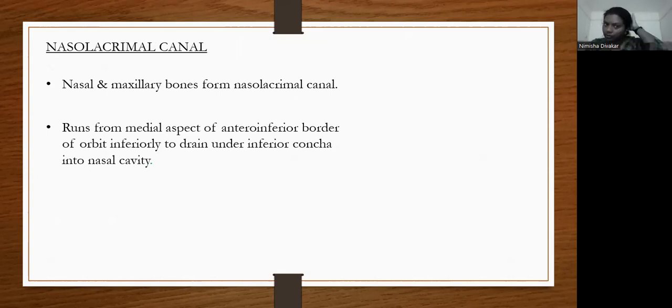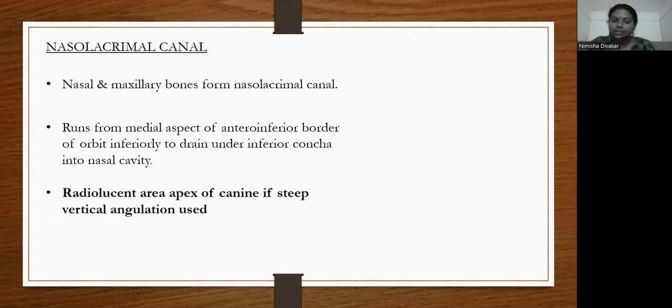Next one is the nasolacrimal canal. As we all know, it is formed by the nasal and maxillary bones. It is not commonly seen in the anterior maxillary periapical radiograph. The nasolacrimal canal runs from the medial aspect of the inferior border of the orbit to the inferior concha of the nasal cavity. It is seen as a radiolucent area at the apex of the canine. It is seen with a steep vertical angle, as we said in the case of the superior foramina of the nasopalatine canal. The nasolacrimal canal is also seen if a steep or exaggerated vertical angulation is used to take the radiograph.